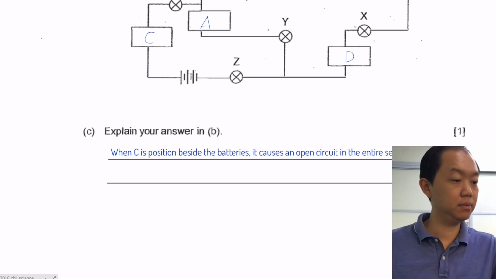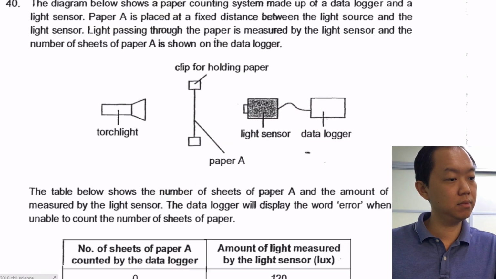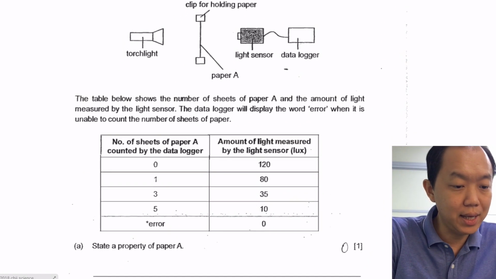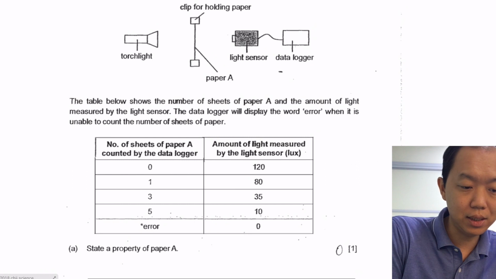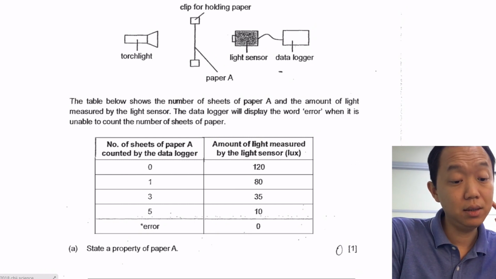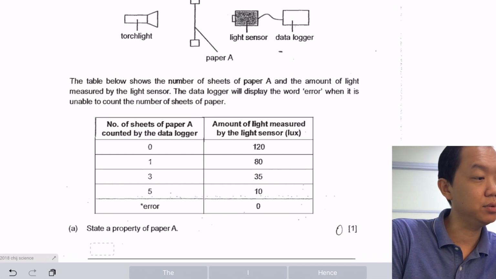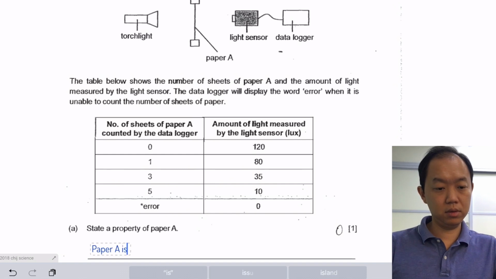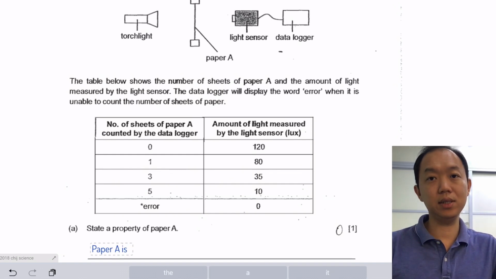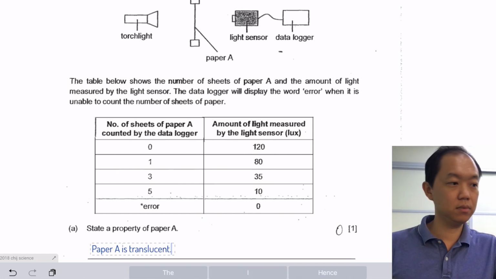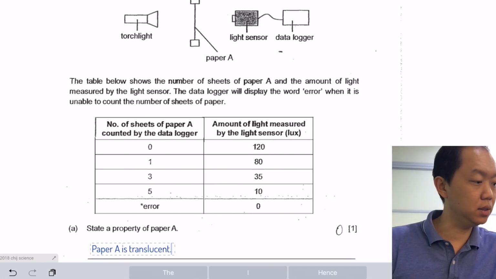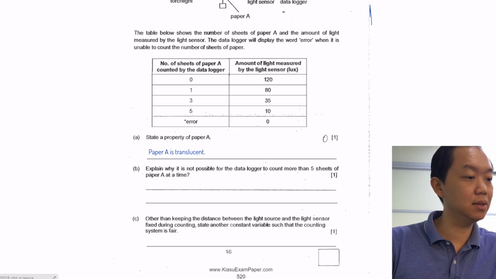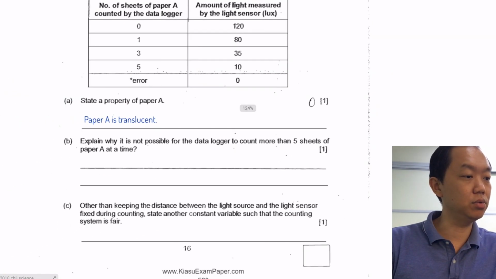Last page. Very long question. So state a property of paper A. The number of sheets of paper A counted by the data logger. Amount of light. Light can pass through. So what is the property of paper A? It is translucent. So paper A is translucent because some light can pass through.